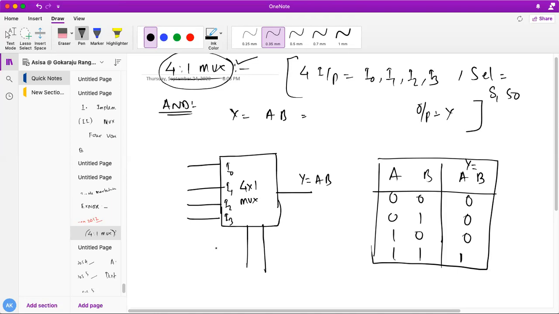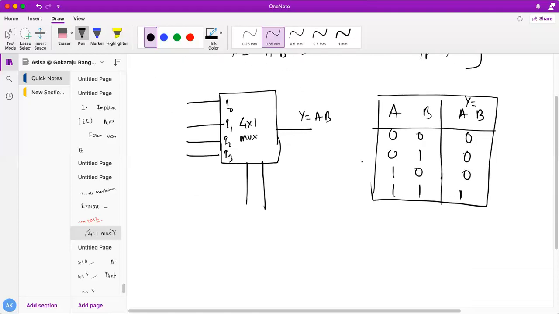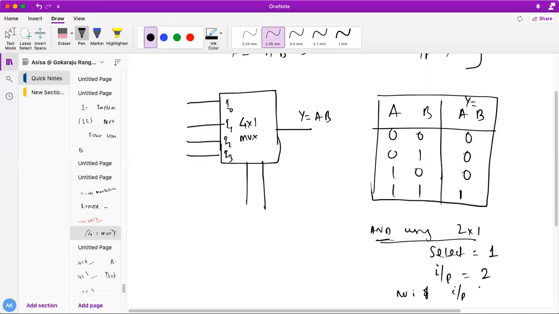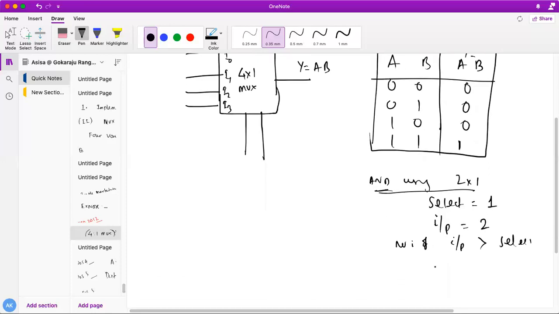Okay. So see over here what I am going to do. In the previous case, while designing the AND gate using a 2x1 mux, the select line was how much in a 2x1 mux? 1, and the inputs were how many? 2. That's why the number of inputs is greater than the select lines. Okay, that's why we have connected the MSB to the select line.